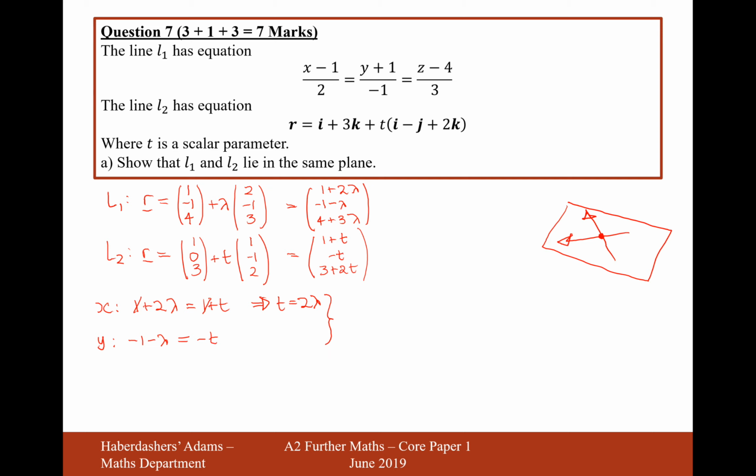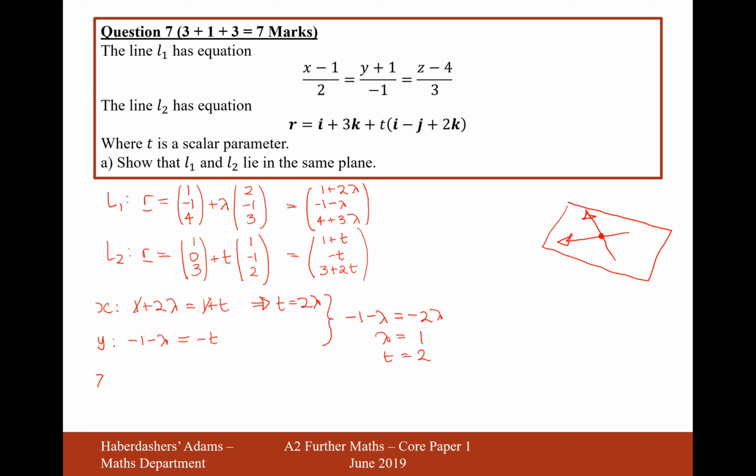So now if I solve these two simultaneously, I'm going to get minus 1 minus lambda equals, t is equal to 2 lambda, so it's minus 2 lambda. Add the 2 lambda onto the other side, add the 1 onto the right hand side, I'm going to get 1 equals lambda. So therefore lambda equals 1, so therefore t equals 2. So this is my solution.